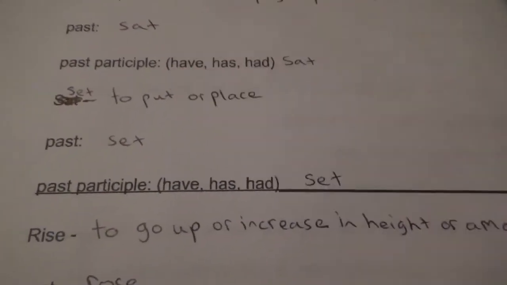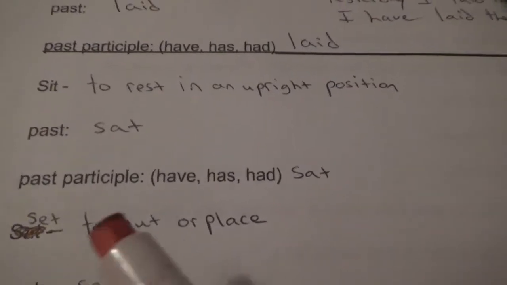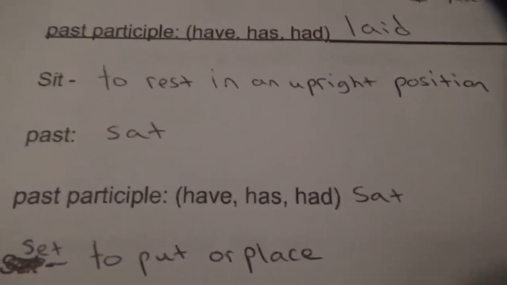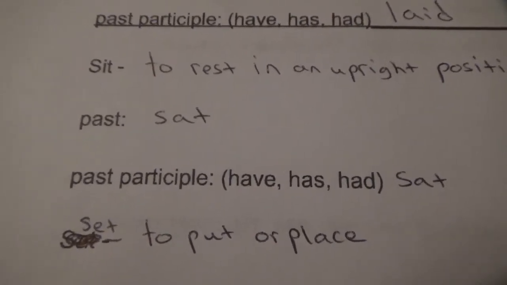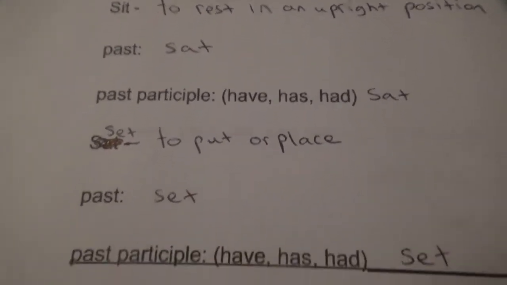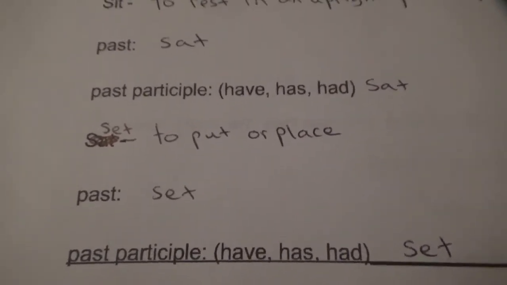And then set. So you can't say sit down in that chair because it's sit that means to rest in an upright position. Set means to put or place something, just like lay does. Set that book down. Set that pencil down. So present is set. Past is set. And past participle, the have, has, or had, set.